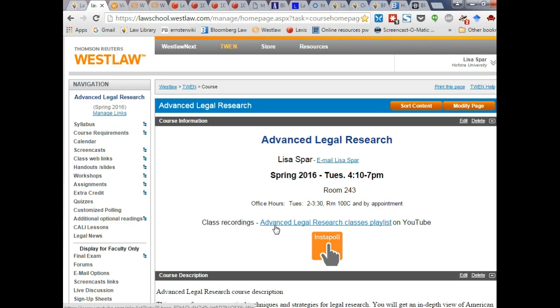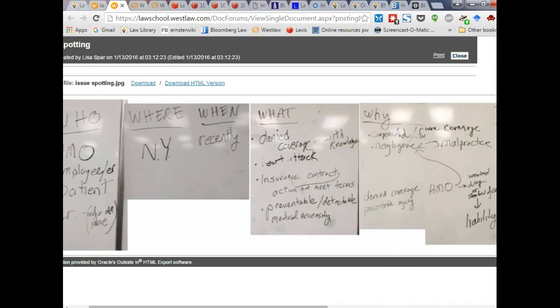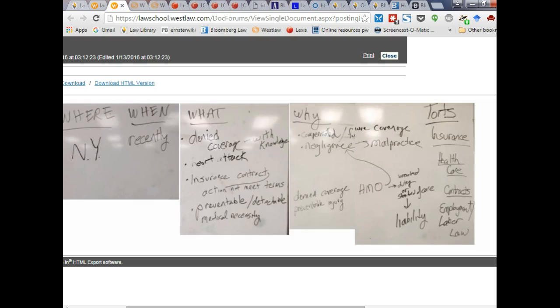Now, just as a reminder, and for our new folks, we did an issue spotting, which is getting sort of cut off on the screen, unfortunately. There's not much I can do about that, is there? See if there's a scroll here. There we go. So, yeah, I got a little cut off.